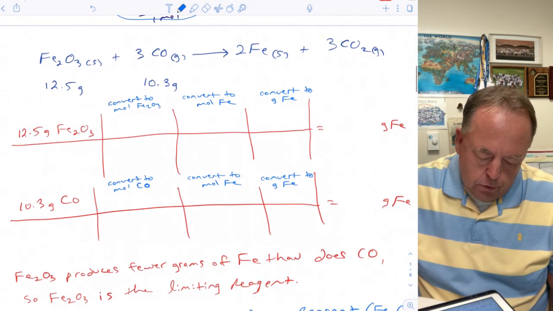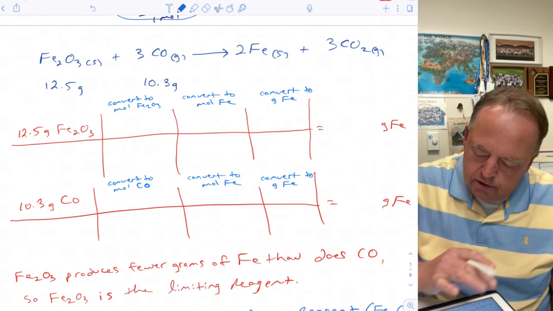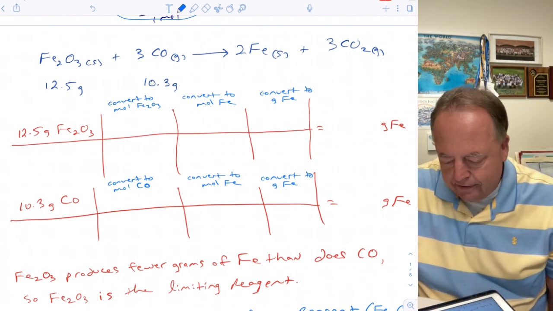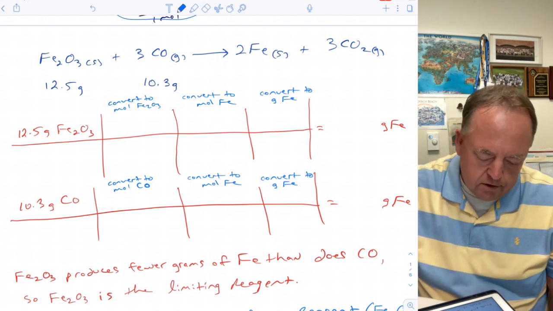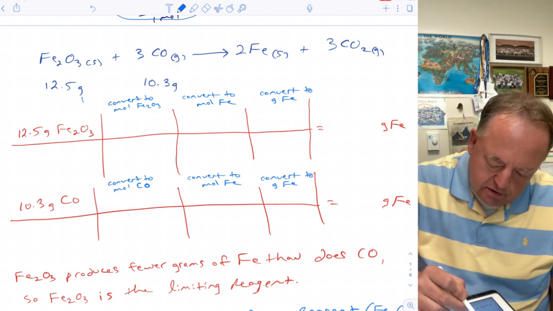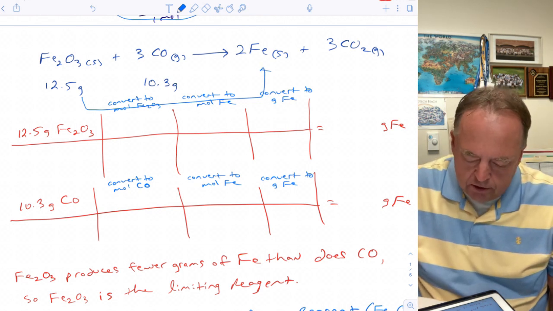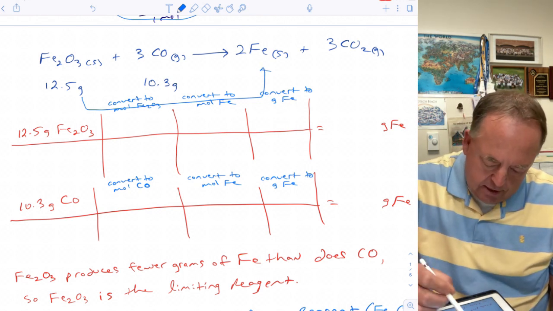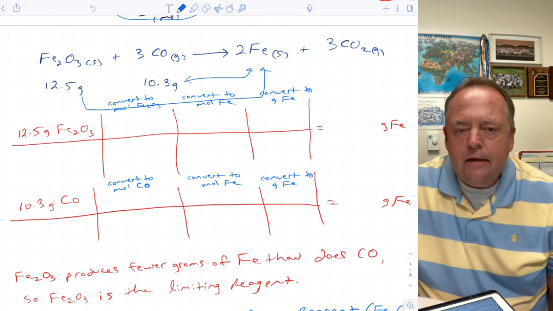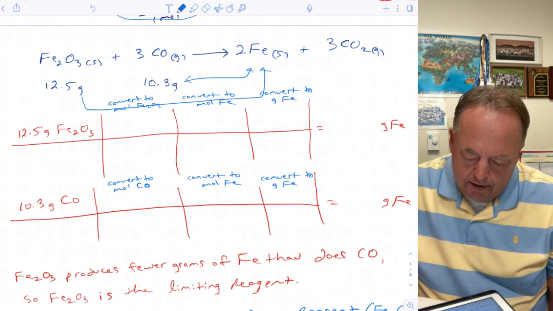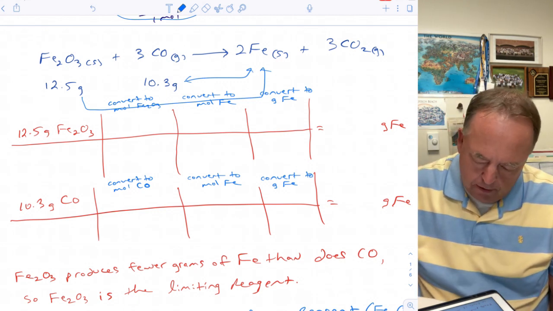Okay, so we want to convert grams to moles. I'm going to do all of this with dimensional analysis. You don't have to do it this way; you can break it apart into pieces, but I'm going to show you how to do it all at once. So we're going to go from grams of this to grams of iron in one sequence of calculations, and then do the same from the other reagent to grams of iron, and see which one produces the least amount of iron.